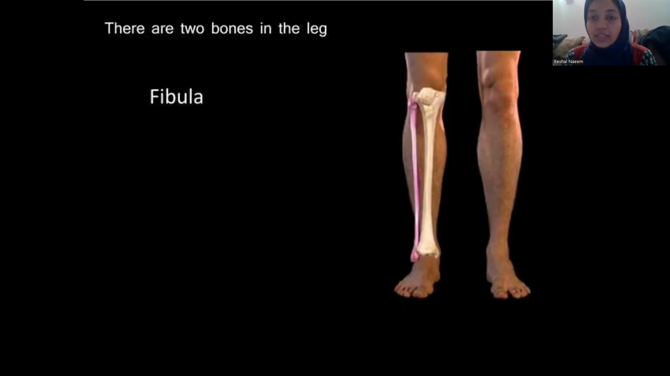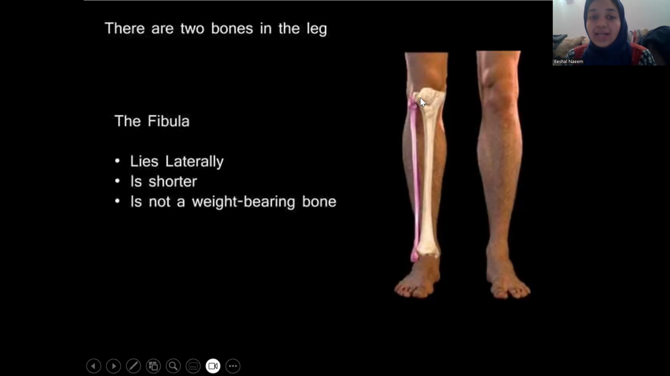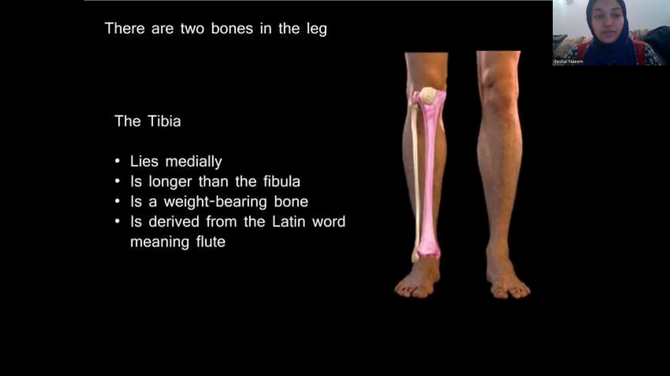There's the tibia and then there's the fibula. And can you see this rounded sesamoid bone on the tibia? This is the patella. Okay. Moving on. So the fibula lies laterally. It's shorter and it's not a weight-bearing bone, as I told you before. The tibia, however, lies medially. It's longer than the fibula and it's a weight-bearing bone, and it's derived from the Latin word which means flute.